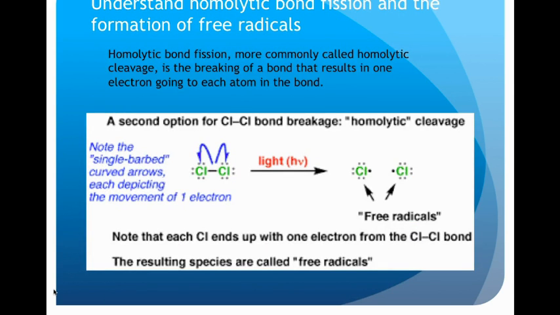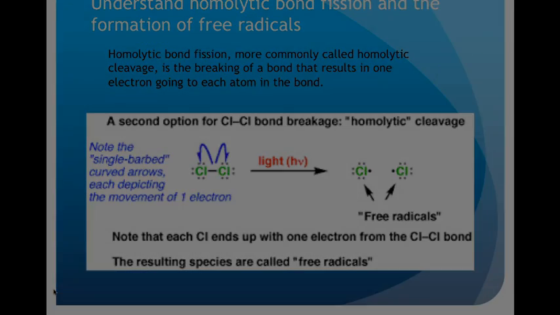The last topic that was briefly discussed in the video was homolytic bond fission and the formation of free radicals. That's the breaking of a bond that results in one electron going to each atom in the bond. It's caused by light and the effect of the frequencies of light on the bond between two covalently held atoms. These species are called free radicals and they are very reactive.